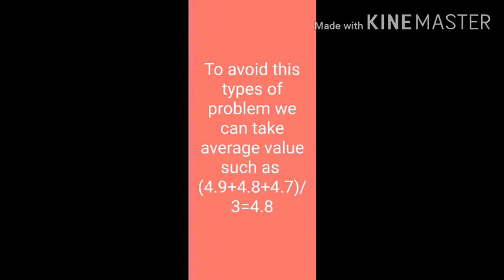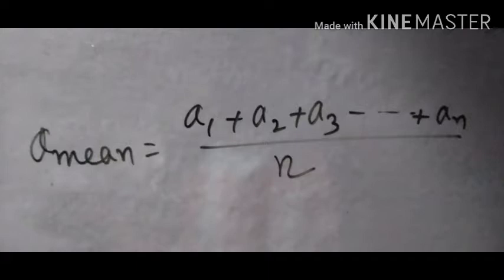Now, absolute error. Let us consider the case where in a practical experiment the measured value, 4.8, is called the absolute value. If the number of observation points is n, then we can say a mean is equal to a1 plus a2 plus a3 dot dot an divided by n. This is the absolute value.